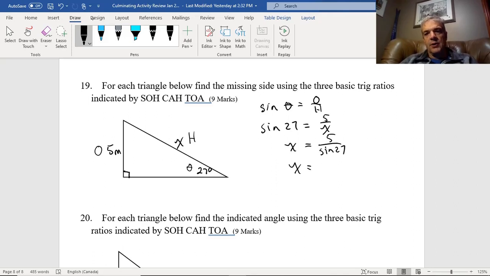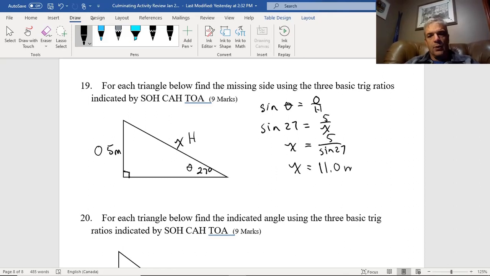You have to make sure your calculator is in degree mode. And when I do this, I think I came out with 11.0. So 11 is the answer here that I'm looking for. If you want to put 0.0, that's fine. And then don't forget to include your units.